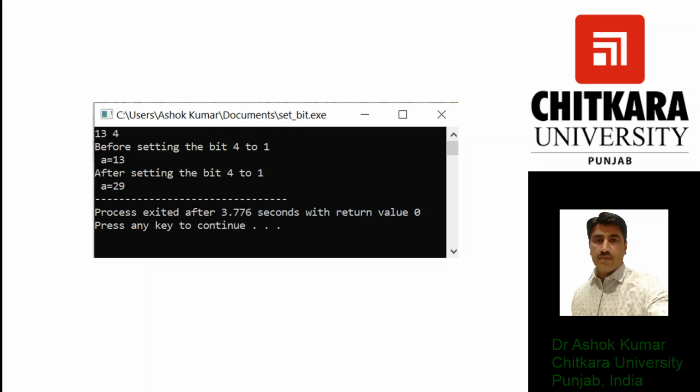From the slide it is clear that we are inputting two values from the keyboard. One is for the value of a, that is 13. The other number 4 is for the value of k, that is 4. And before setting the bit, the value of a is 13. So we are getting this output. And after setting the 4th bit to 1, we are getting the result 29.